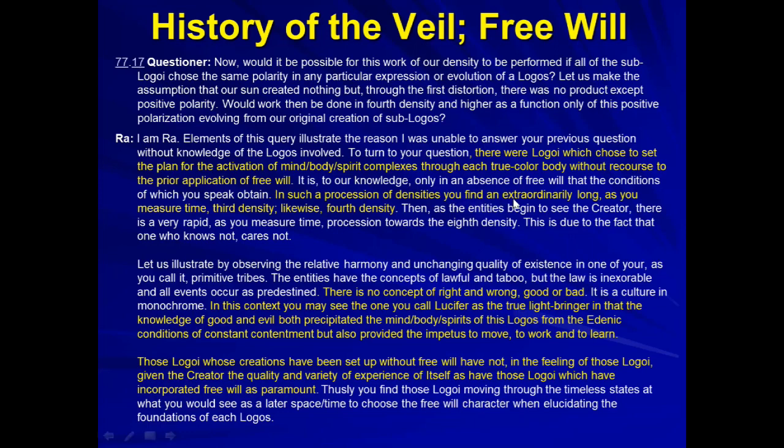In such a procession of densities, you find an extraordinarily long, as you measure time, third density, and likewise in fourth density. So it took forever for them to get through third and fourth density, which again was the problem they were trying to solve. Then as the entities began to see the Creator, there is a very rapid, as you measure time, progression towards the eighth density. So once they got through fourth and fifth, because it's the density of wisdom, they progress very quickly, sixth very quickly, seventh no problem, and on to the next octave, which is what eighth density is.